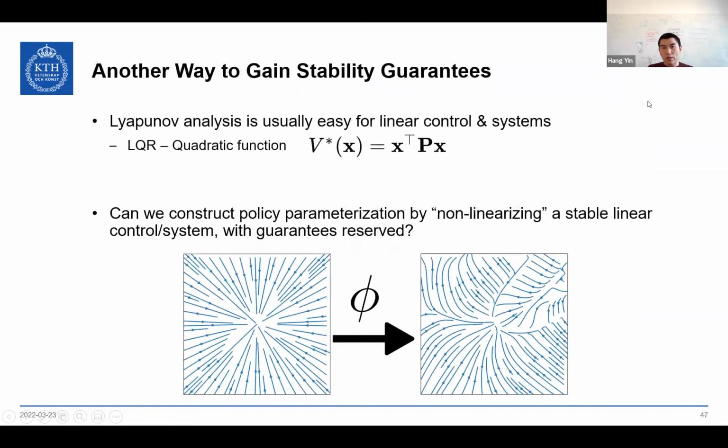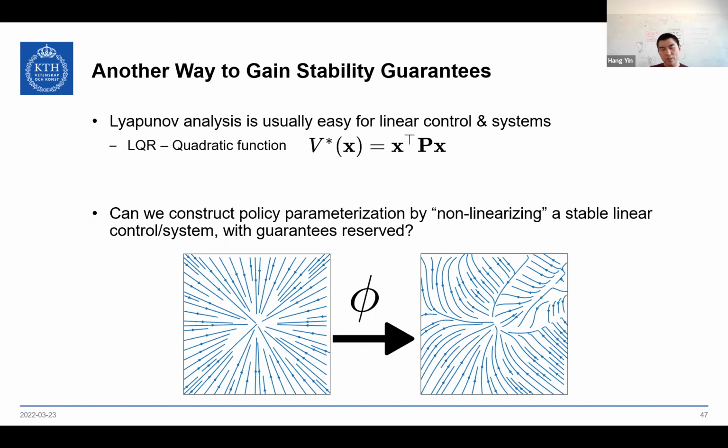Still the same. So any questions regarding the last piece of work? No? Okay, let's continue. This is yet another piece of work that's following, I would say, generally the same idea, but it's another way to craft the policy with some stability guarantees.